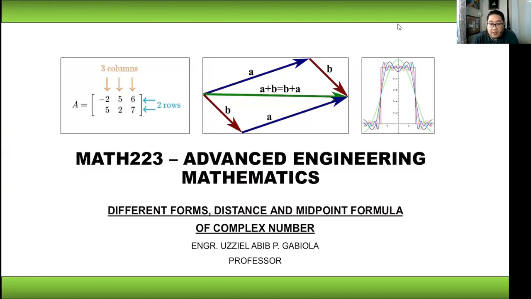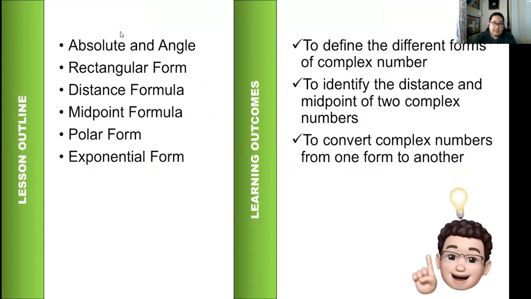And for today, we will be continuing our discussion on complex numbers, and we'll focus on the three different forms that we have for complex numbers, and also how to calculate the distance and midpoint of two complex numbers. Okay, so to start, this is our outline. We will be discussing the absolute value and the angle of a complex number, the first form, which is the rectangular form, the distance and midpoint formula between two complex numbers, the polar form of the complex numbers, and lastly, the exponential form of the complex numbers.